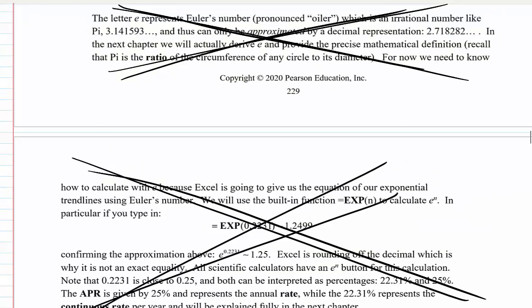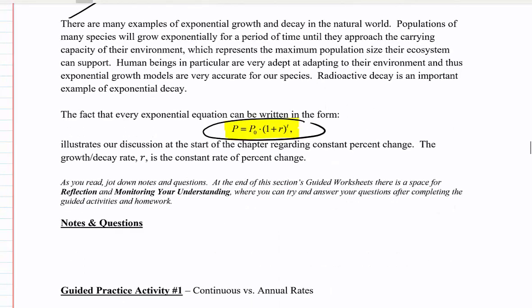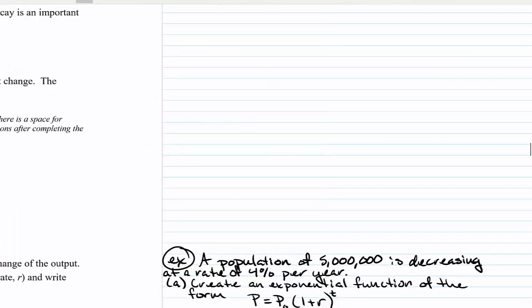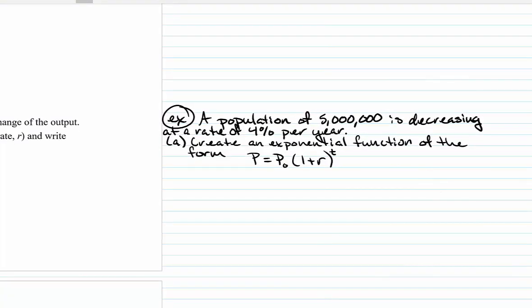So if we take that information and apply it to this example that I'm giving you, we can piece this all together. This is our P subscript O. Let me color code that for you. This is our P subscript O because it's our original population. Okay, so we'll put 5 million in that part of the equation. We know our rate is 4%.